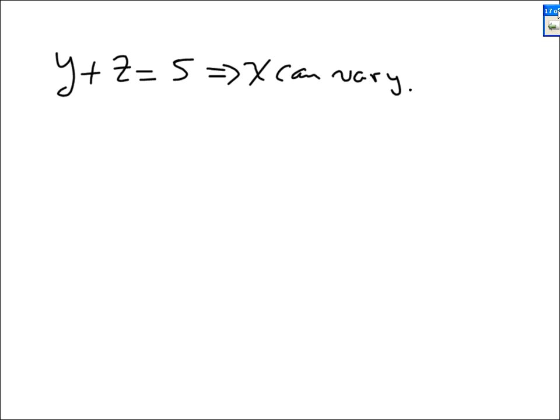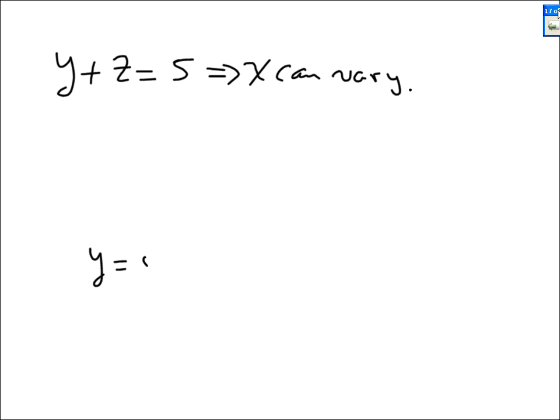Okay. How about we have that x plus z equal to 5. That is, x can be anything. X can be anything you want. This means x can vary. It can be anything.